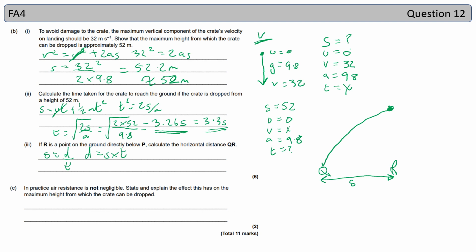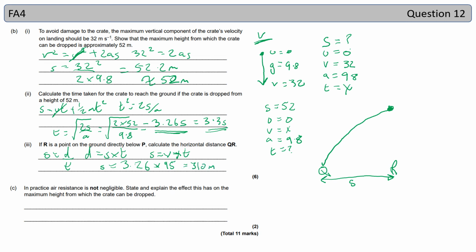Or if we wanted to put it in SUVAT, S is equal to V times T. We know the time of the flight, we worked that out in the last part. So all we have to do to find the distance is multiply that time of 3.26 by its velocity, which was 95 in the horizontal. And that gives us an answer of 310 meters.